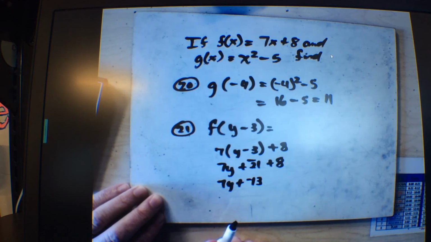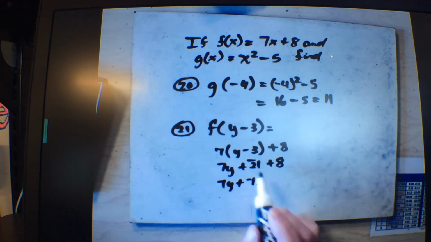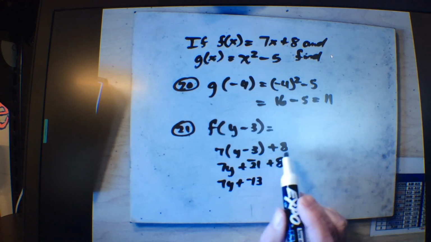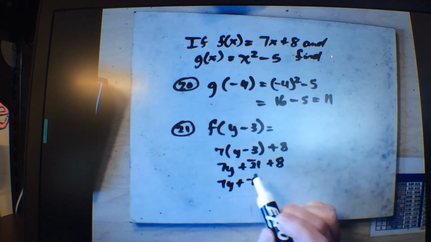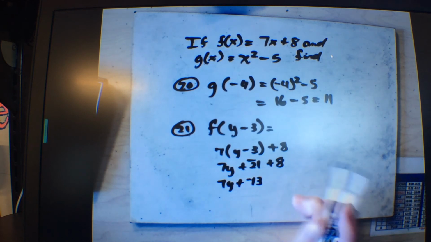Do you have any questions on functions? Charlie, you look like you have a question. Yes? I thought 7y minus 29. 7 times 3 is 21, yeah, right? And then it's a negative 21, and the 8 is positive, so it's 7y plus a negative 21 plus 8. These two are unlike, so I take the sign of the larger absolute value and I subtract. I don't add. Okay?